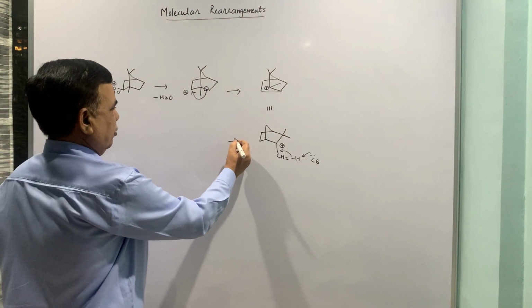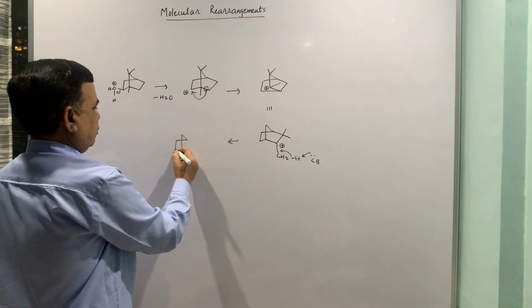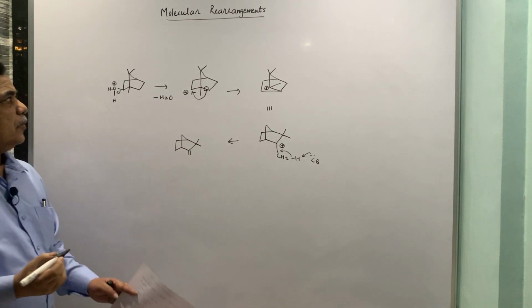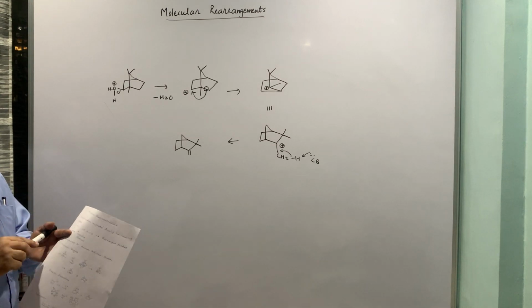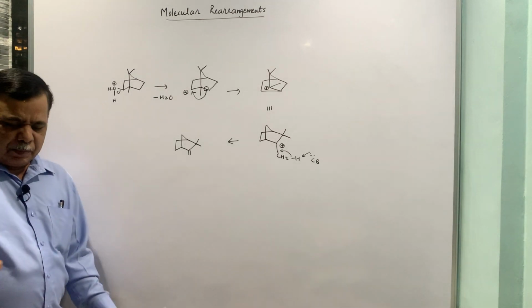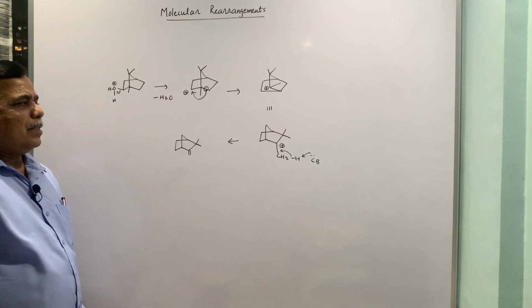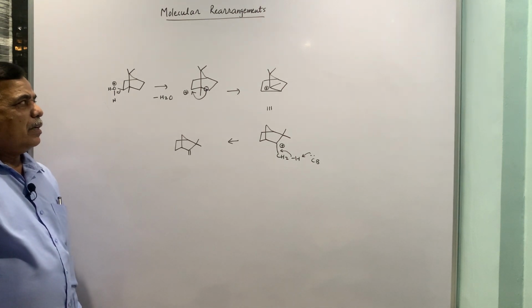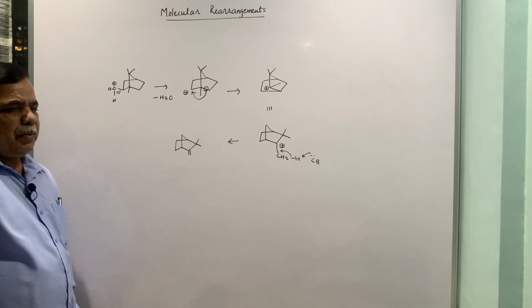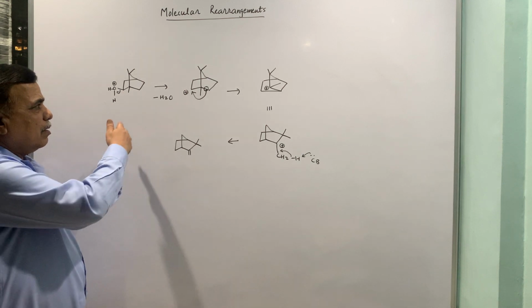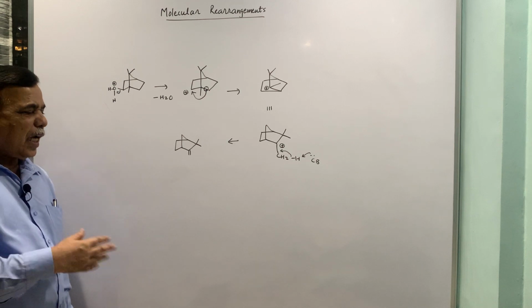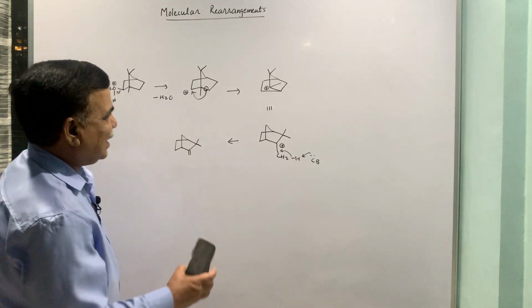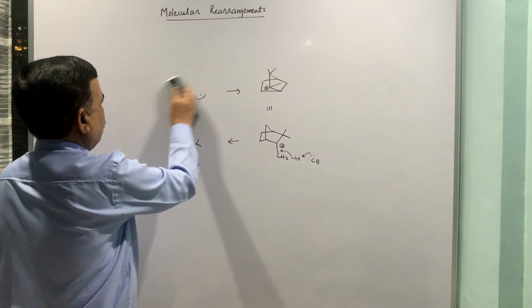So as a result of this, we'll have this as a product. So that is the Wagner-Meerwein rearrangement. Now this is applicable to all these systems wherein the carbocation rearrangement is feasible, right from terpenoids, alkaloids, even steroids also.